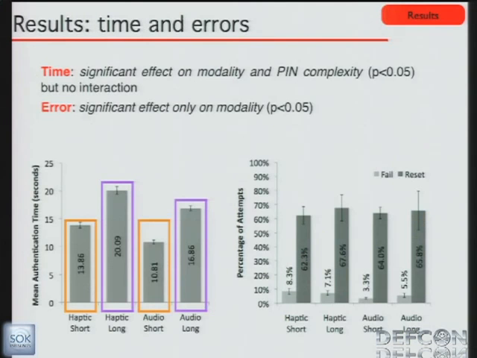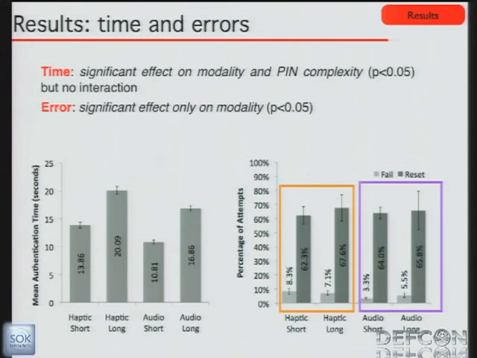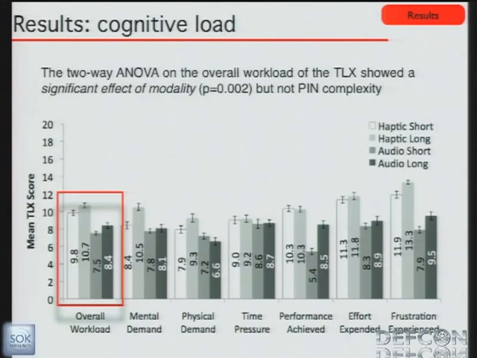So as you would expect, longer pins took longer to enter, and the haptics took a little bit longer to do than the audio, but not a lot. A little bit more error-prone for haptics than audio as well, also not a lot, but statistically significant.